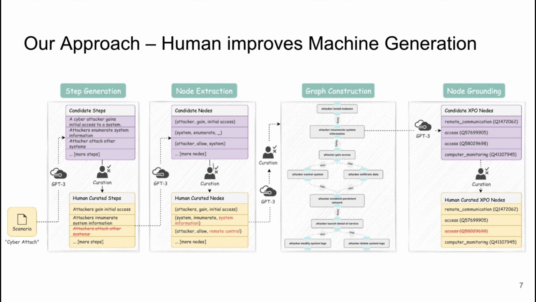Here is a flowchart of our approach. We prompt GPT to generate steps, nodes, relations at each stage, as you can see in the purple part. Then, human revision is taken timely and saved as the inputs for the next stage, as you can see in the yellow part. Now, I'm going to show you how to create a schema with our interface step by step.